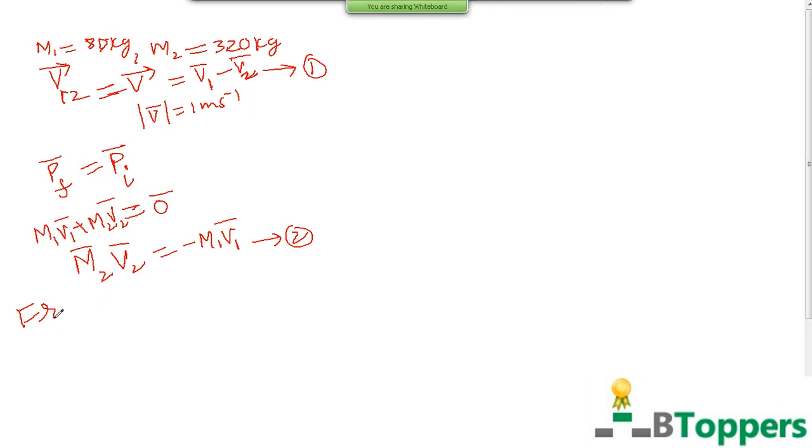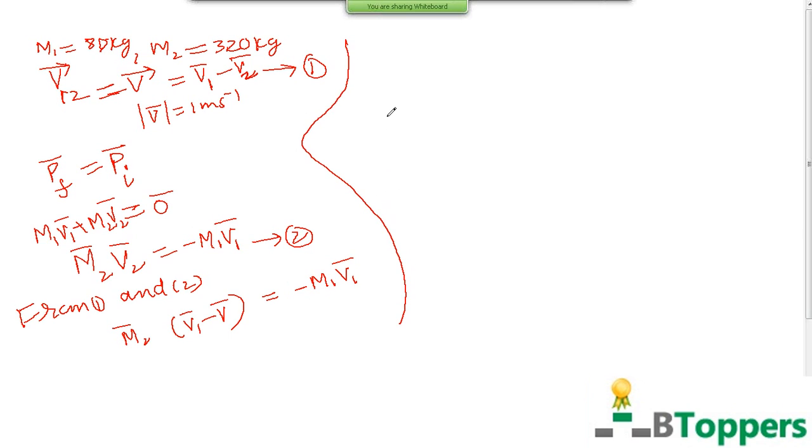You can substitute the value of V2 bar from the first equation into the second equation. You can write V2 bar from the first equation as V1 bar minus V bar, equal to minus M1 V1 bar. You can solve for V1 bar here. You can carry the terms containing V1 bar to the left side of the equation.